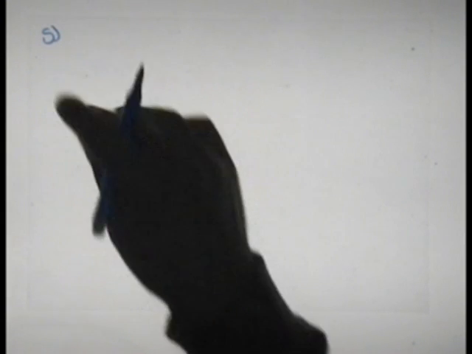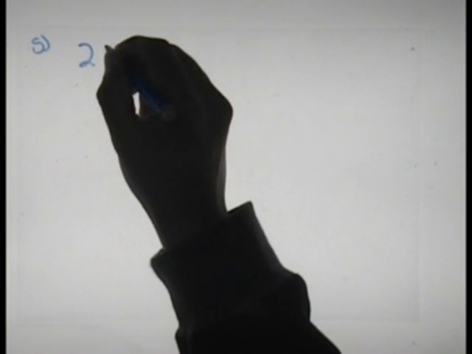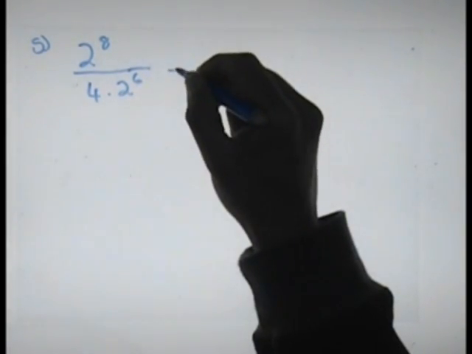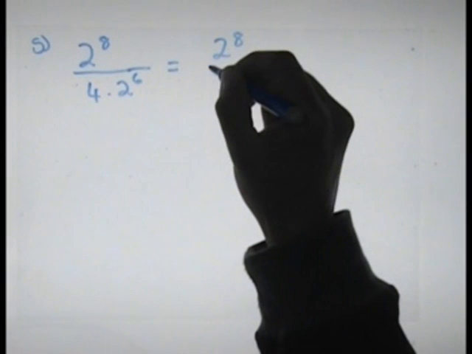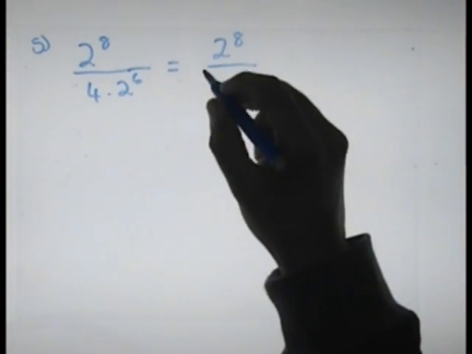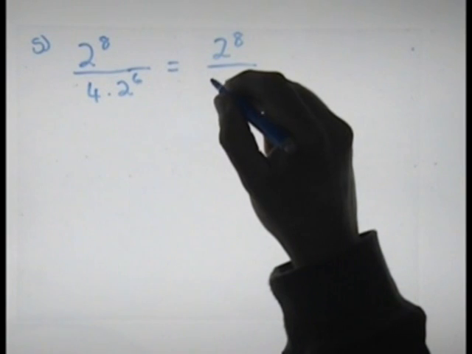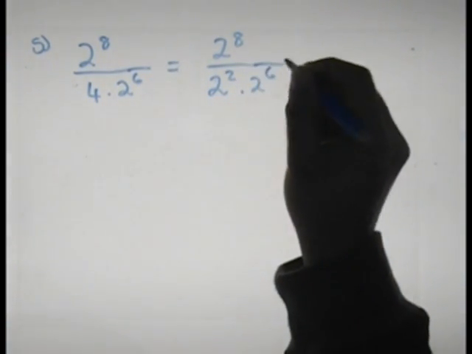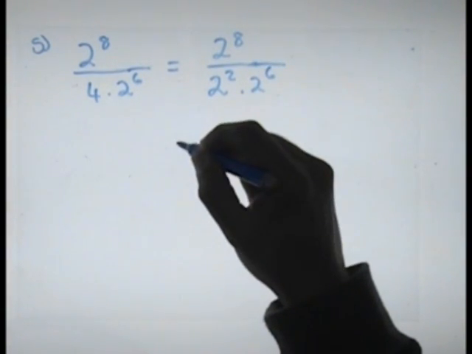The next one we're going to be looking at, number 5, says 2 to the power 8 divided by 4 times 2 to the power 6. I'm going to start off by leaving this 2 to the power 8 on the top. In the denominator, I'm going to turn that 4 into 2 to the power 2, multiplied by 2 to the power 6, which stays as is.